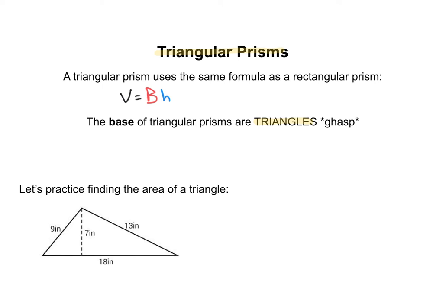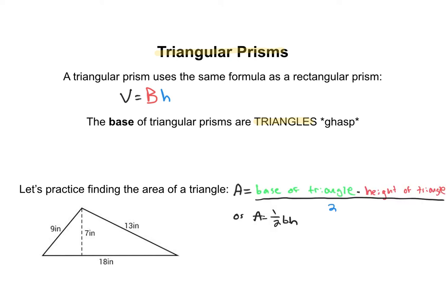Huzzah! I wanted to give you guys a little bit of practice finding the area of a triangle. The area of a triangle is the base of that triangle times the height of that triangle divided by 2. Or, sorry, that's a funny looking A. Area is 1/2 of your base times height.